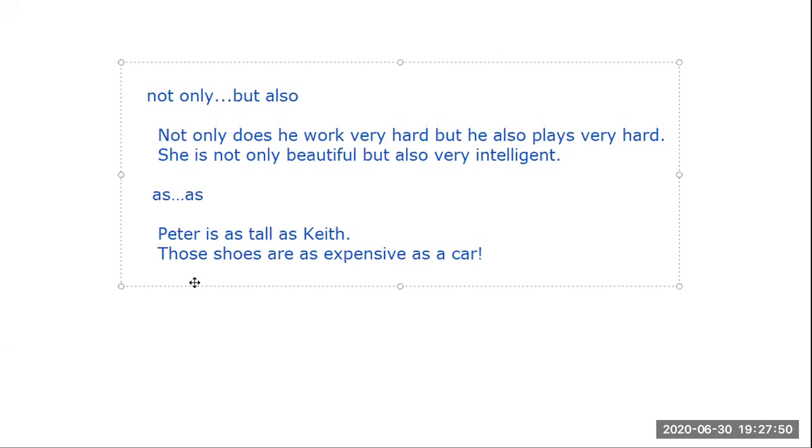Those shoes are as expensive as a car. So we're saying that the shoes are very expensive and they are the same price as a car. So they have equal prices.